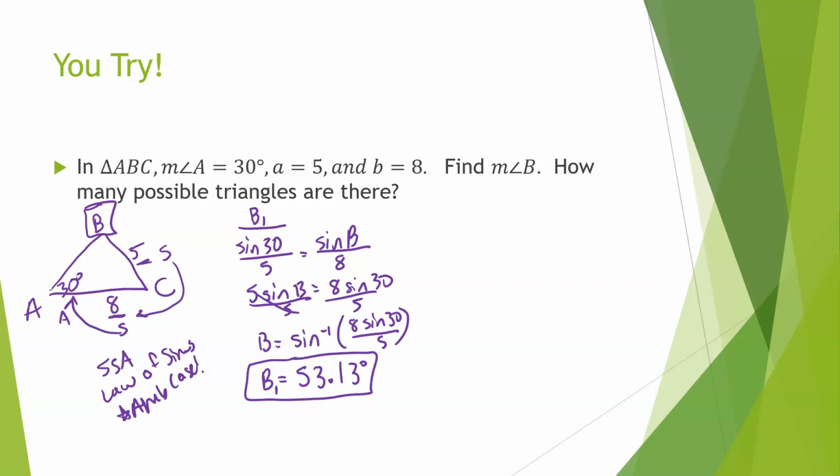Now make sure you read Pearson carefully, though, because they'll always tell you what to round to. So that is an answer. But now, remember, we have to check for B2 to see if a second option works.